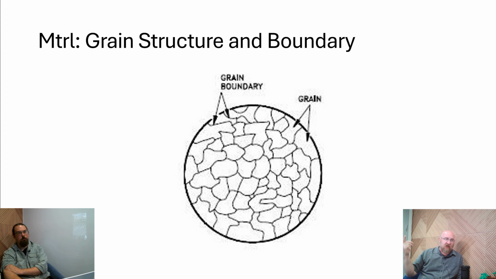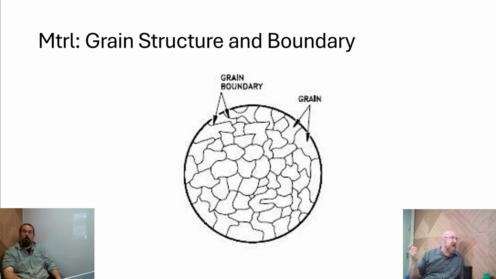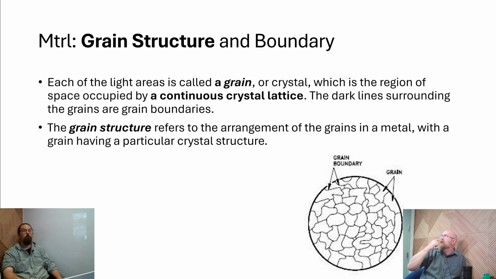So what is a grain? How do we actually get a grain? Essentially, a grain is a single continuous crystalline lattice. The dark lines that surround it are the grain boundaries. The grain structure refers to the arrangement of the grains, but each one of those is a single ordered crystalline lattice. But as that crystal forms, it runs into other crystals.